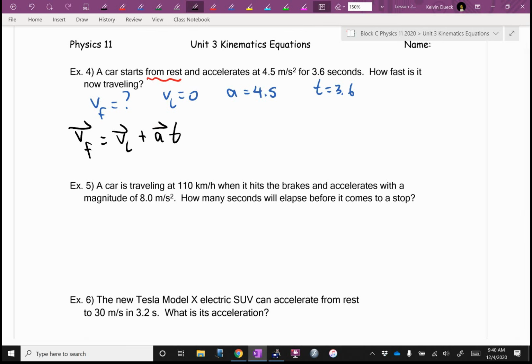Oh, this is kind of nice. The VF is already by itself. Yay.